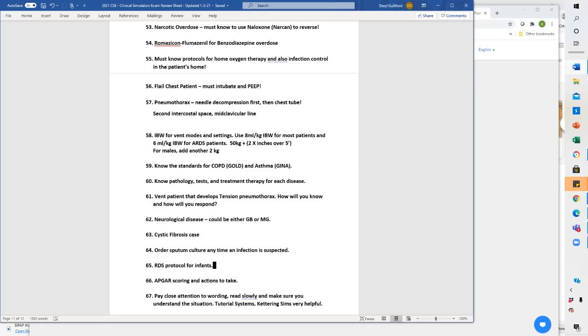Your mode, pressure control SIMV. Pressure control SIMV is your standard mode. And if that is not working, don't hesitate to go to the oscillator.